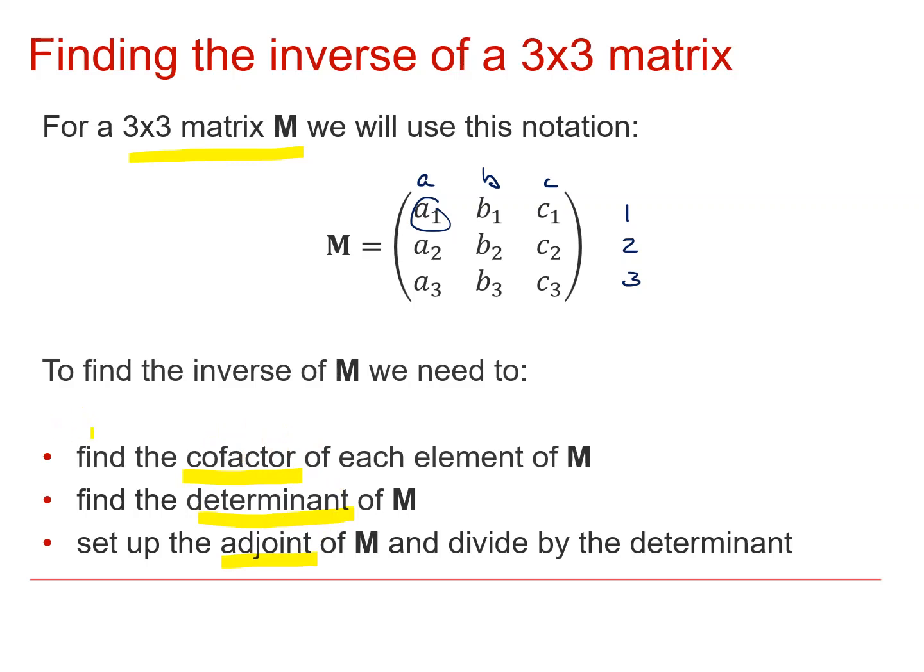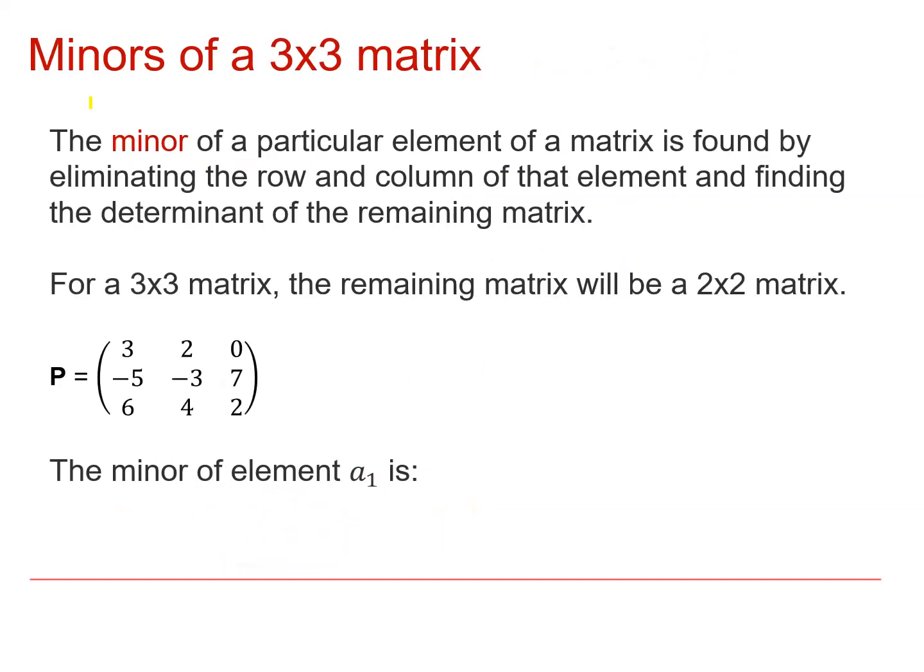In practice, we often reverse steps 1 and 2, and you'll see why later, but just simply think that if the determinant is 0, in the case of 2x2 matrices, we can't find an inverse, and a similar thing happens with 3x3 and higher. Okay, let's start by looking at the minors of a 3x3 matrix.